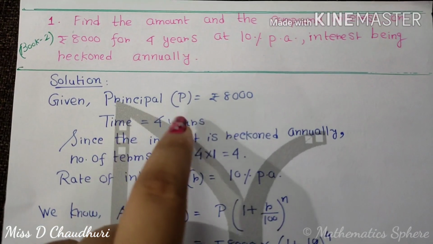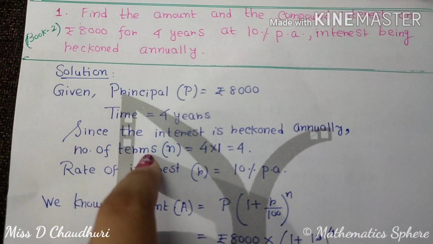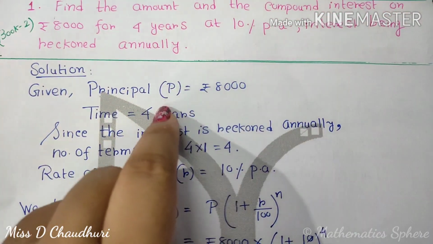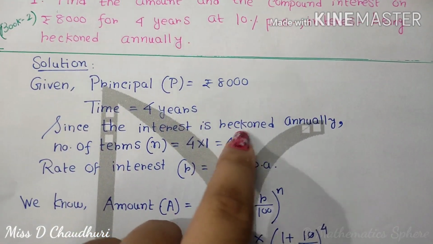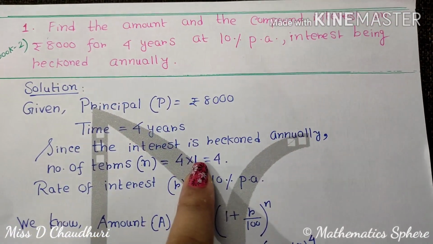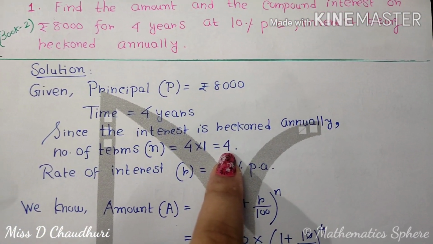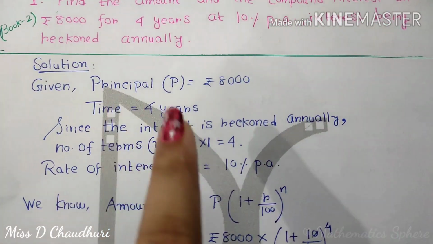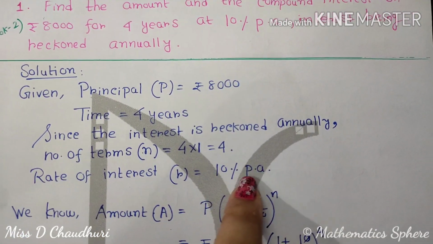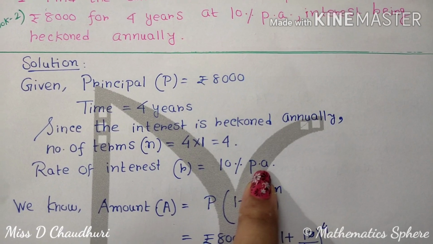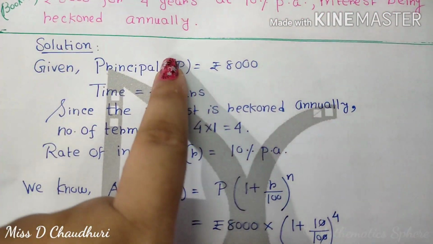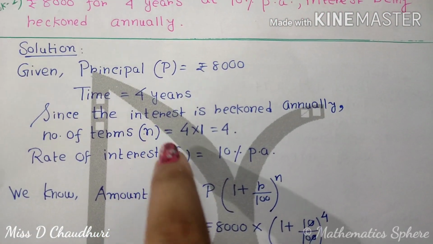Then see, the time is given as 4 years, but do not compare this time with n. N will be changing in every question. So 4 years is given. Since the interest is reckoned annually, n will be 4 only for this question. But if it was given as semi-annual, then n would have changed. So n is 4. I think you got it. Rate of interest R is 10% per annum. We did not change it here. Per annum is okay, because our interest is being reckoned annually only. Then we have got all the things: the principal, the time, the number of terms, that is n, and R.